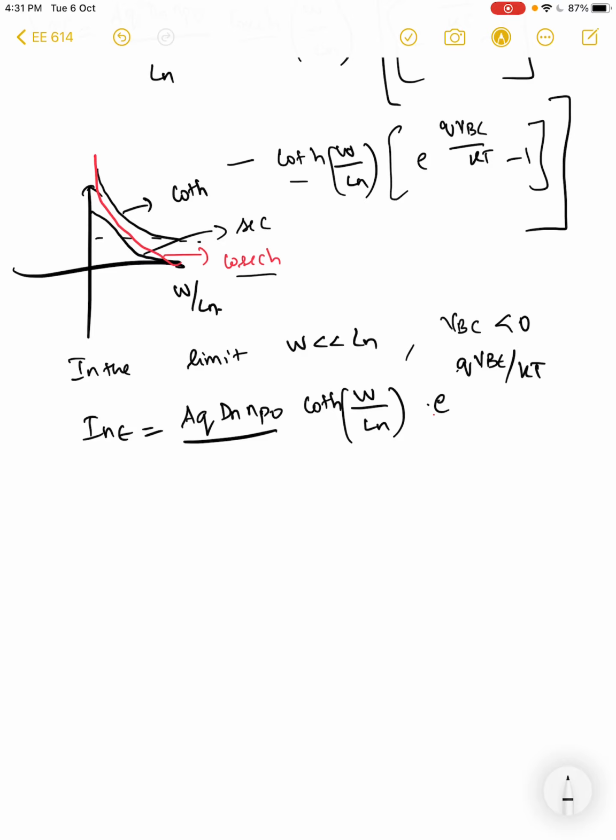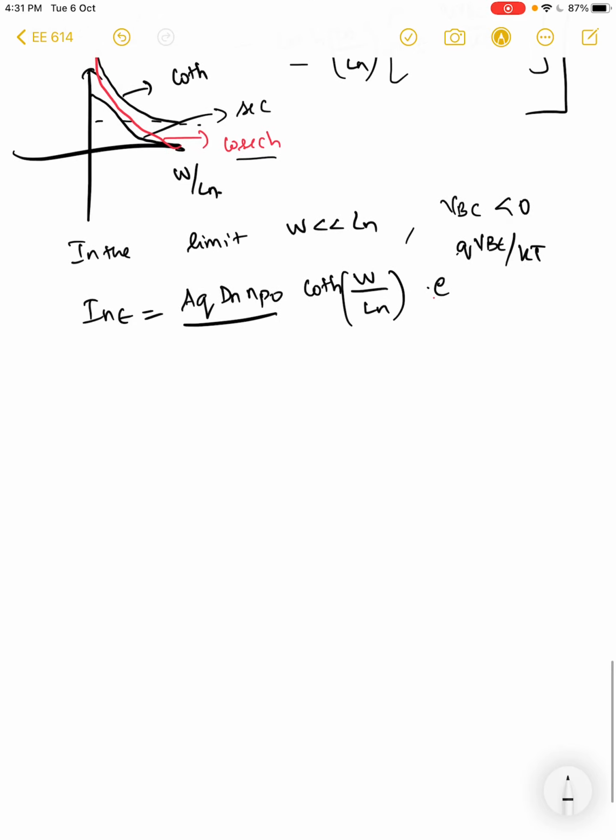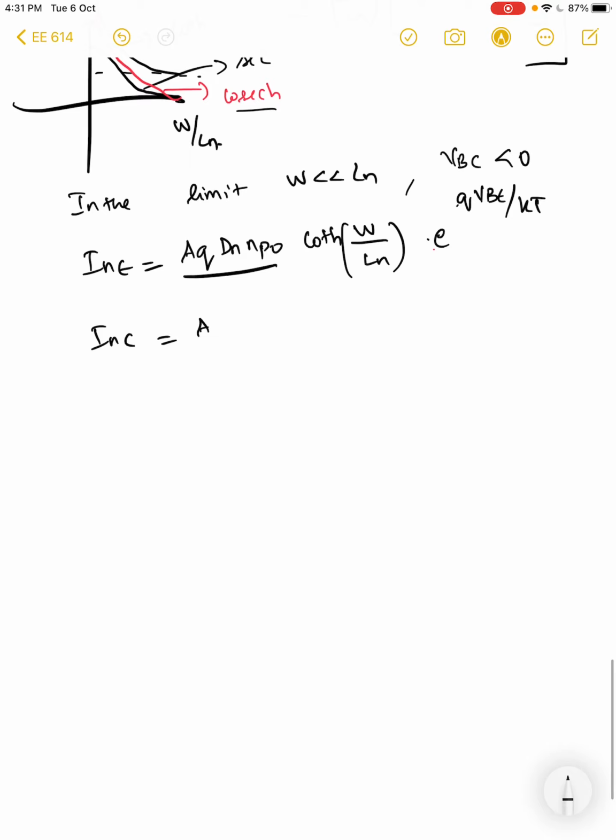So because this is negative, the collector base current does not really contribute anything to the emitter current, but the collector current is AQ DN NP naught cosecant W by Ln e power QVBE by KT. So you can see that in the limit of width much smaller than the diffusion length, both your collector and emitter current seem very similar.